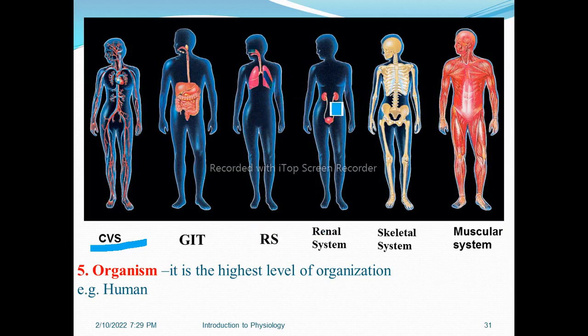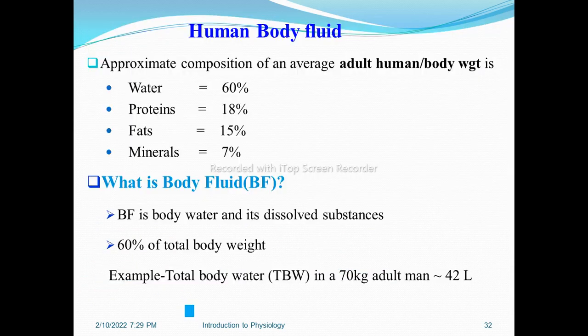This is also the renal system. It includes 2 kidneys, 2 ureters, bladder and urethra. And this is the bone, skeletal system, and this is our muscle, so we can say muscular system. So all these systems give us the organism, the human organism. Now we are starting the second section, which is body fluid.